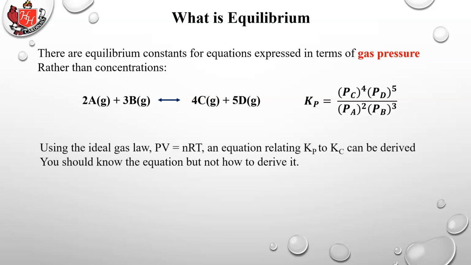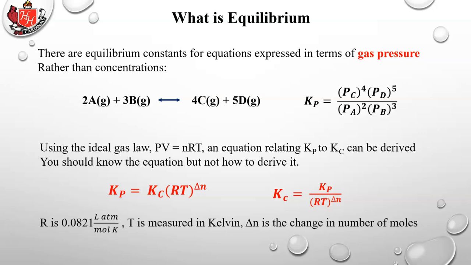Okay, using the ideal gas law, PV equals nRT, an equation relating Kp to Kc can be derived. You should know the equation, but not how to derive it. Okay, so there it is. Kp equals Kc times R times T, in parentheses, you multiply those together, and then you raise them to the change in the number of moles. If you go in the other direction, this is simply algebra. Kc equals Kp over the quantity RT raised to the change in number of moles power.